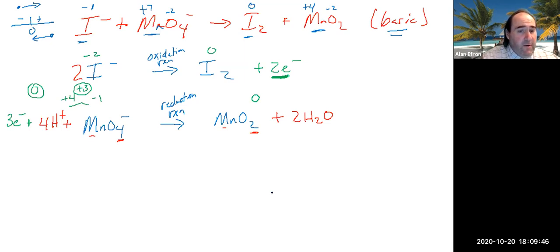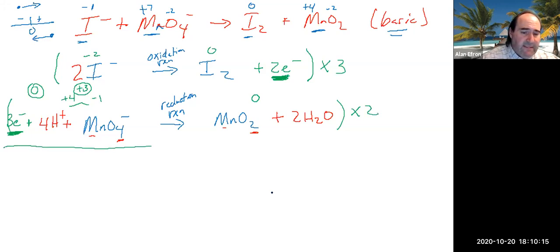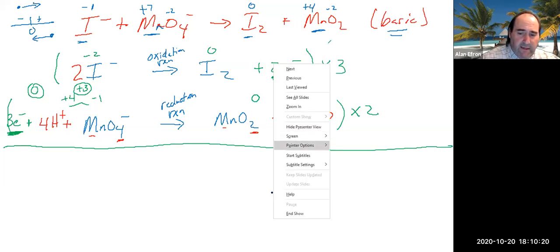Okay, so we need to add both of these half reactions back together. But remember, before you can do that, the number of electrons in each half reaction needs to be the same. We have 2 in the top one, 3 in the bottom one, so 6 is a common number. The top half reaction needs to be multiplied by 3, and the bottom half reaction will need to be multiplied by 2. That gives us 6 electrons in each half reaction. I'm going to rewrite it on the bottom there.